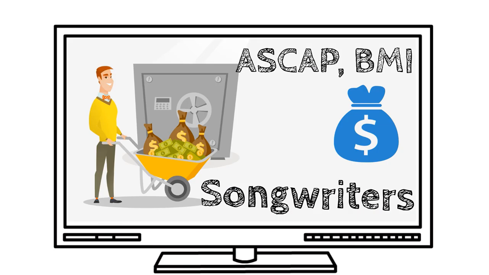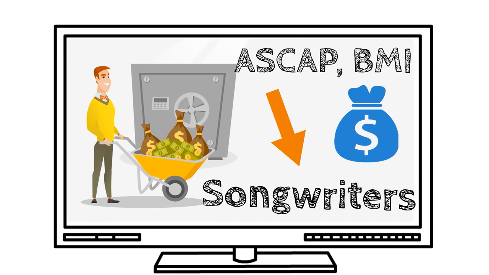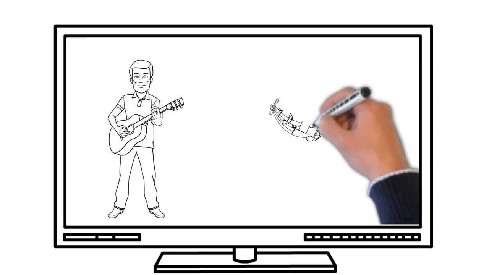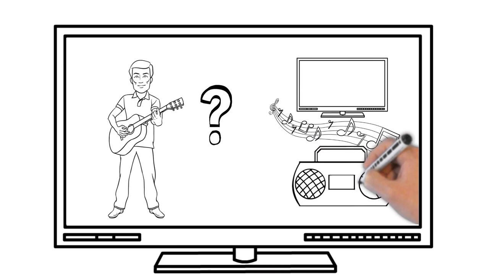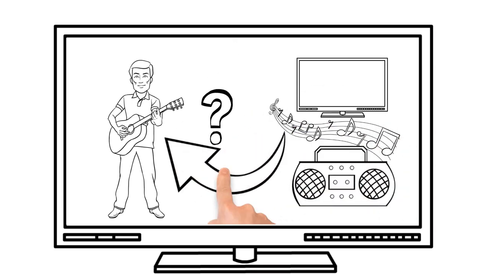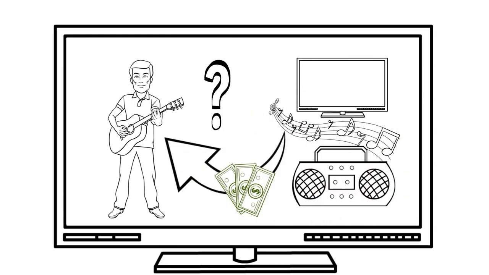How do performing rights organizations collect and pay royalties to songwriters? A songwriter has the right to be paid when their music is performed publicly. But where do these royalties come from? How does a single play on TV or radio end up in the songwriter's pocket?